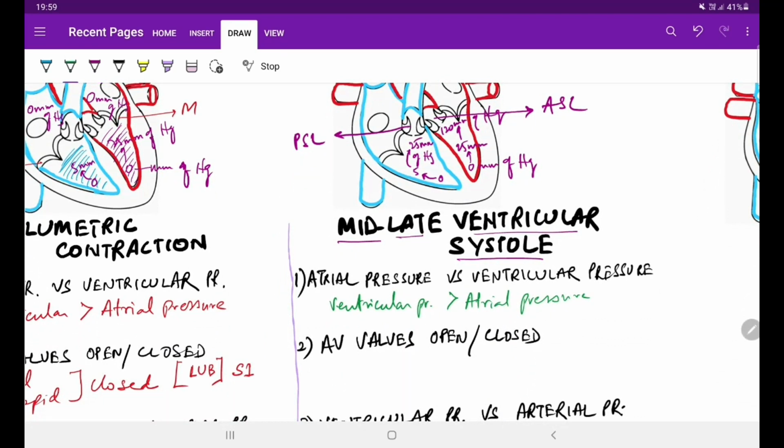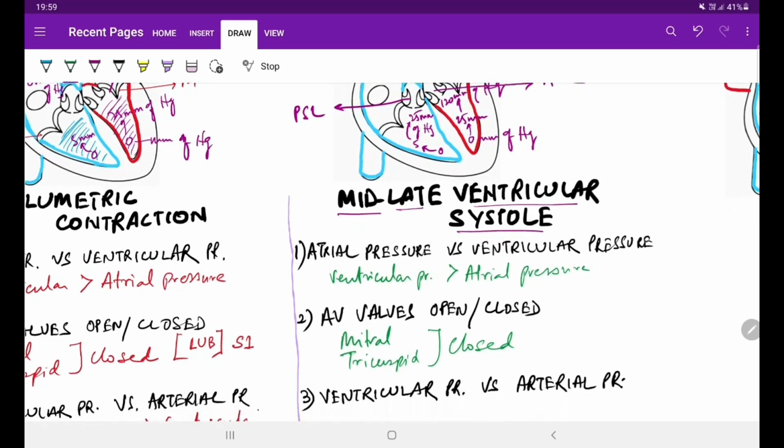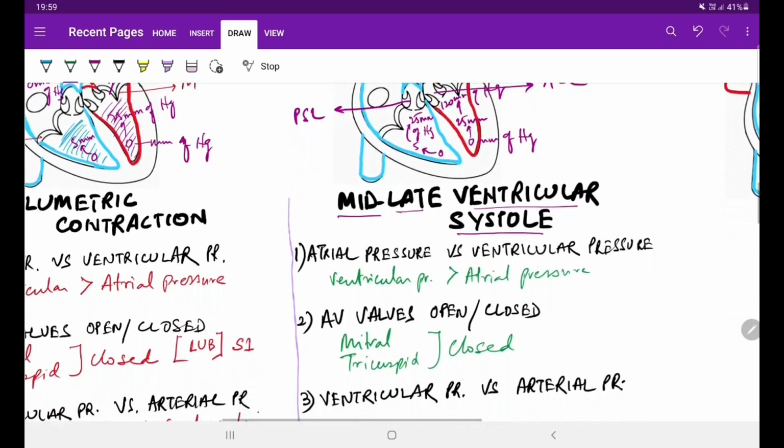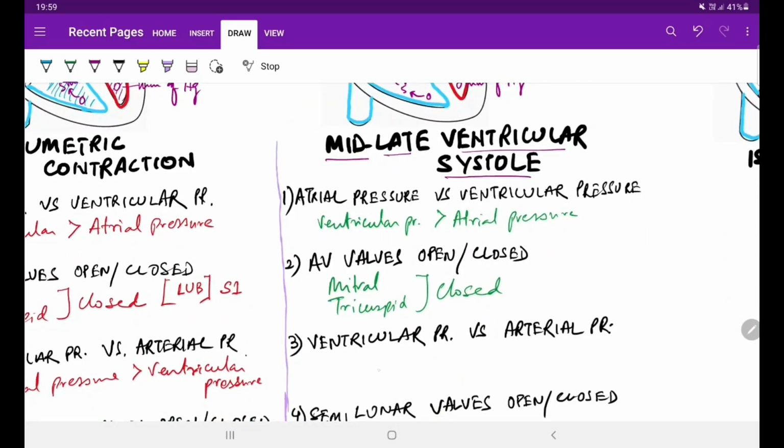And the second point of our discussion is whether the mitral valve and the tricuspid valve will be open. They will definitely be closed. They cannot open. And the ventricular pressure and the arterial pressure are quite different, there is a huge gap. So, we can say that ventricular pressure will be more than arterial pressure. It is quite evident from what we have seen in the diagram.